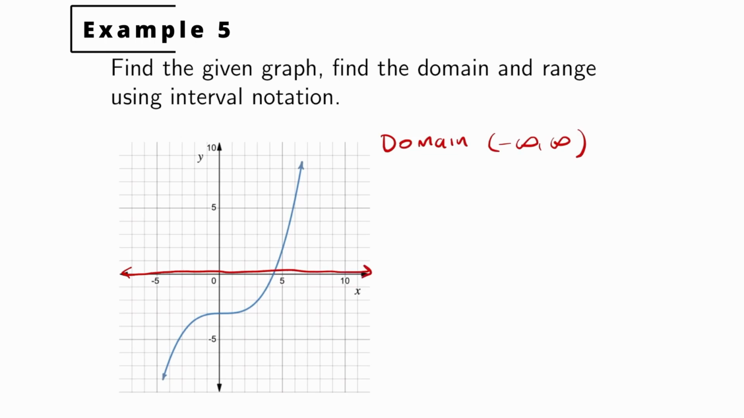If we were to trace along the x-axis, every single value along the x-axis would be hit. This graph would lie over the entire x-axis if we could draw the entire graph. And it's the same for the y-axis, for the range, right? It goes up to infinity here, goes down to negative infinity here. So the range is also negative infinity to infinity.